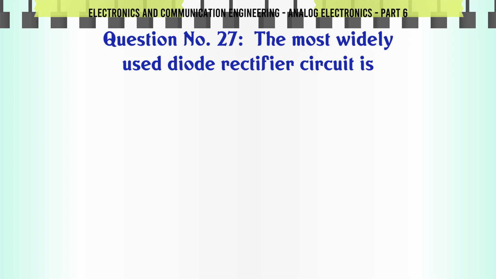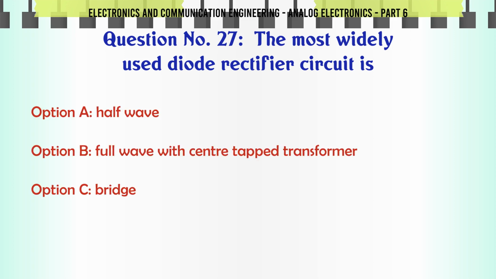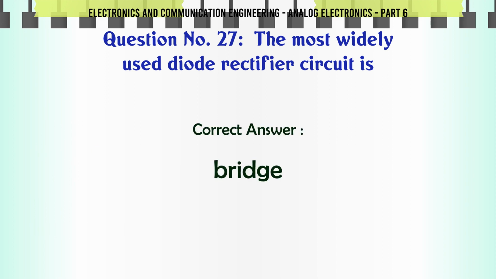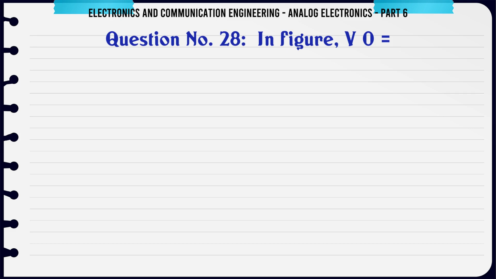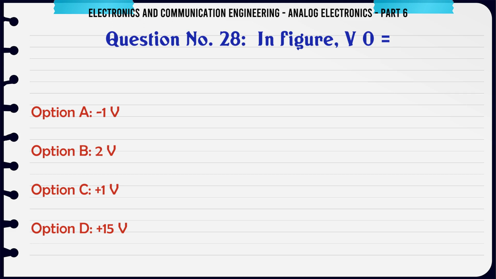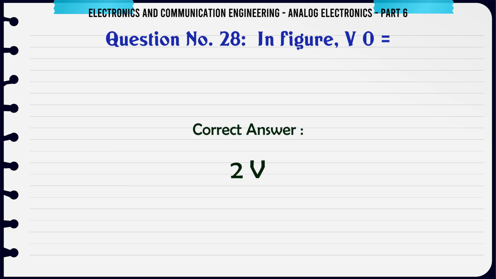The most widely used diode rectifier circuit is: A. half wave, B. full wave with center tapped transformer, C. bridge, D. either A or B. The correct answer is bridge. In figure, V0: A. 1 V, B. 2 V, C. 1 V, D. 15 V. The correct answer is 2 V.